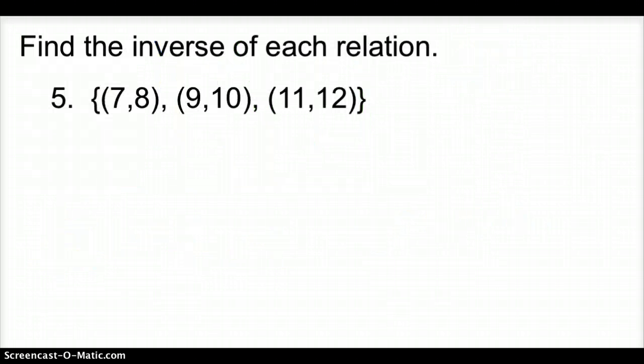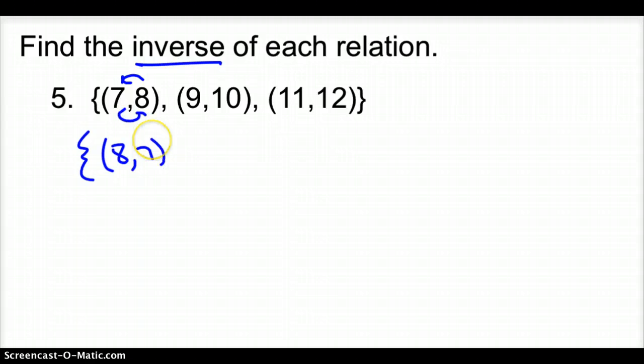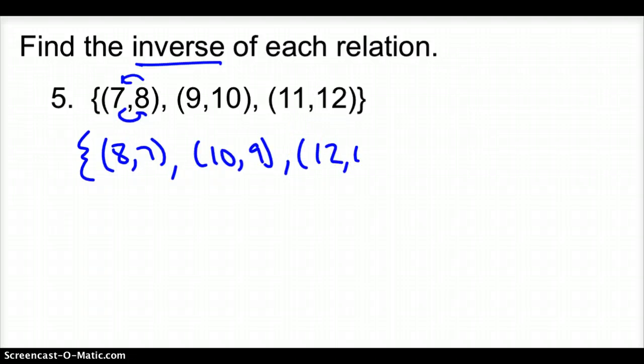A couple more examples here. Find the inverse of the relation. All the inverse says is to reverse the x and the y. So all I'm going to do is switch them. So now my set goes 8, 7, goes 10, 9, and it goes 12, 11. And there is the inverse of the relation.